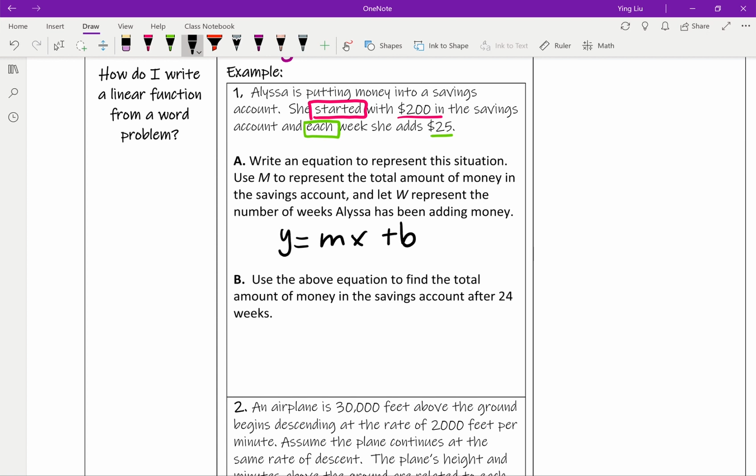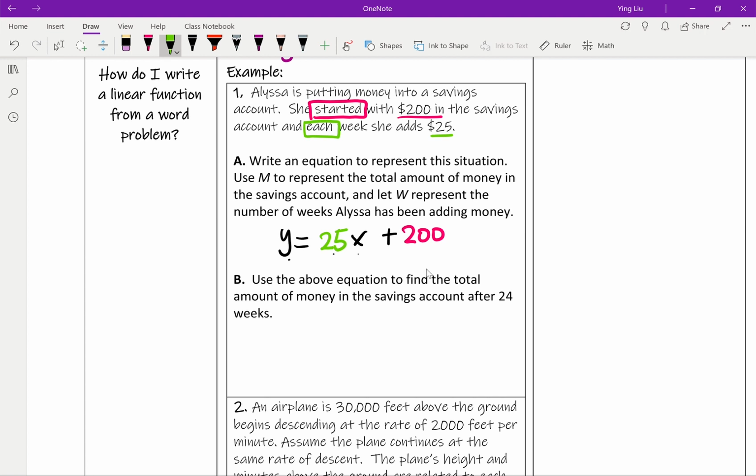We just need to decide for this specific problem, what's our input, what's our output, what's our slope, what's our y-intercept. So because she started with $200, that tells us her starting point, or initial value, is 200. And because she constantly adds 25, that tells us that's the constant rate of change, or in other words, slope. So we can put 25x. Notice whichever number multiplies x, that's where the slope needs to go.